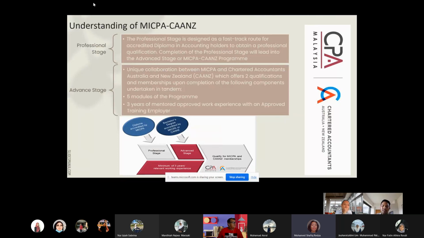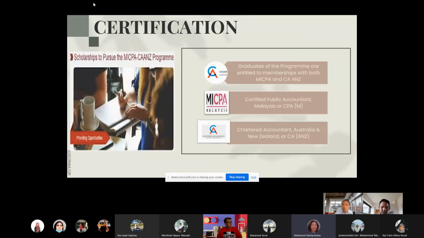Completion of the professional stage will lead into the advanced stage of the MICPA CANZ program. For the advanced stage, it is a unique collaboration between MICPA and Chartered Accountants Australia and New Zealand, which offers two qualifications and memberships upon completion of the following components undertaken in tandem, which are 5 modules of the program and 3 years of approved work experience with an approved training employer. Okay, and that picture shows the MICPA.